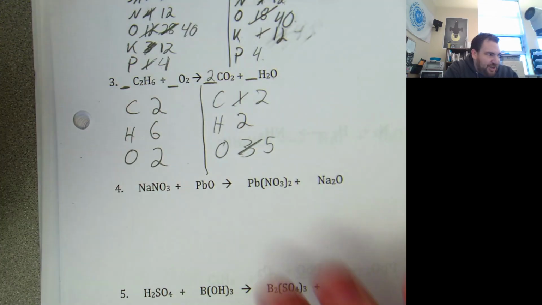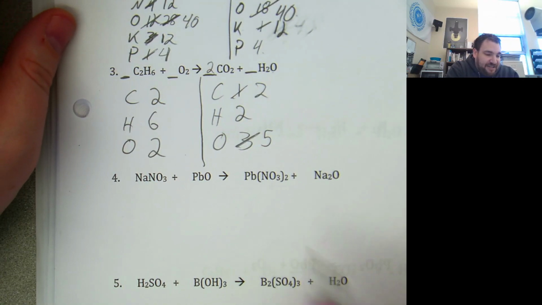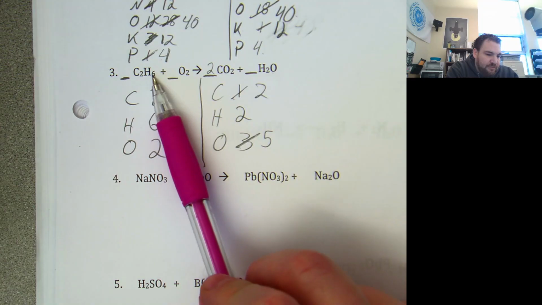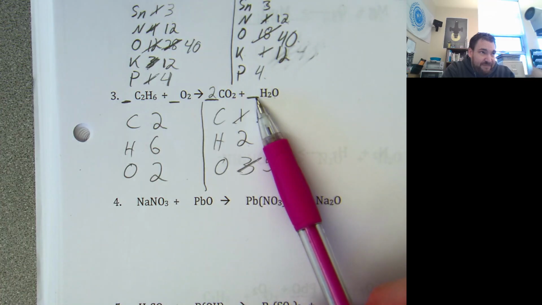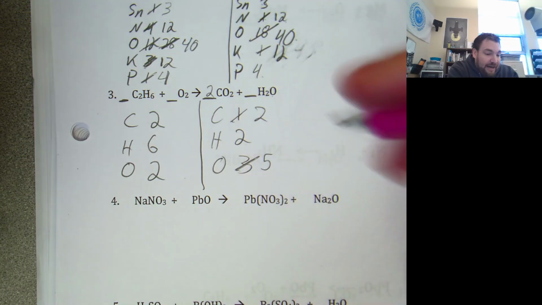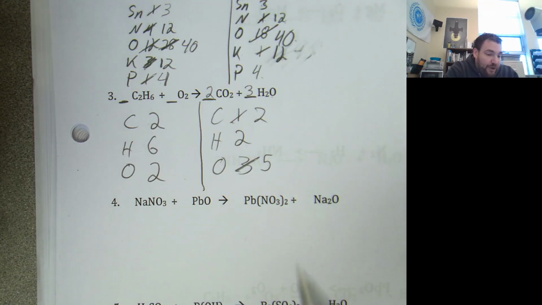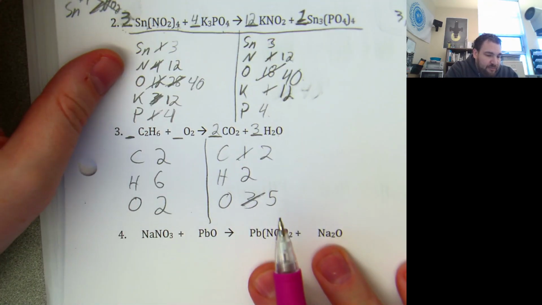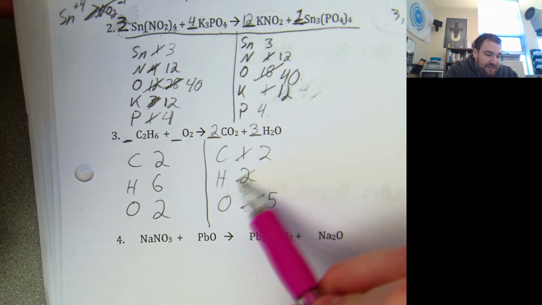So we're going to hold off on the oxygens for a sec. We're going to look at the hydrogens. I've got 6 hydrogens here. So what could I do to the right-hand side to give me 6 hydrogens? I could toss a 3 in front of the H2O. You're always multiplying when you throw a coefficient down there. So I've now got 3 times 2, 6 hydrogens.